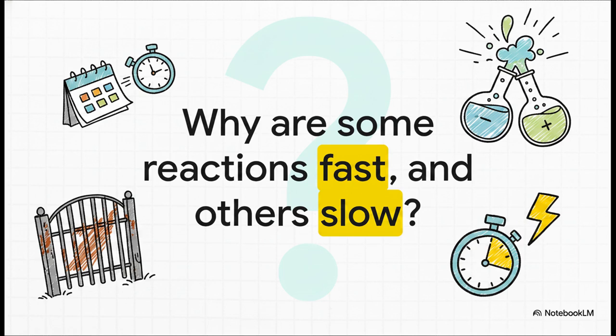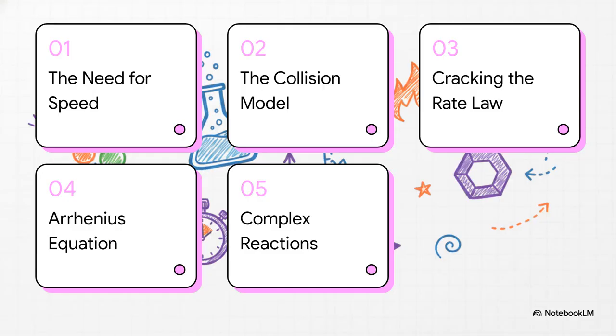You know, have you ever wondered why an iron gate takes literal years to rust, but if you mix an acid and a base together in a lab, bam, the reaction is virtually instantaneous? Thermodynamics might tell us if a reaction will happen in the first place, but it's kinetics that tells us how fast. So today, we are going to learn exactly why these speeds differ, and more importantly, how we can calculate and control them. So, here's our roadmap for today.